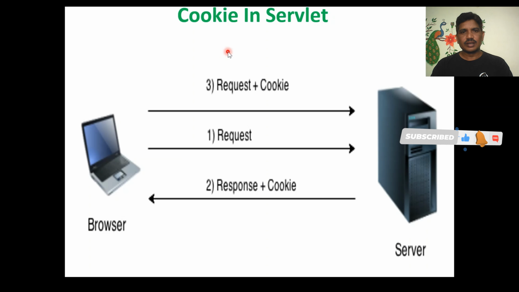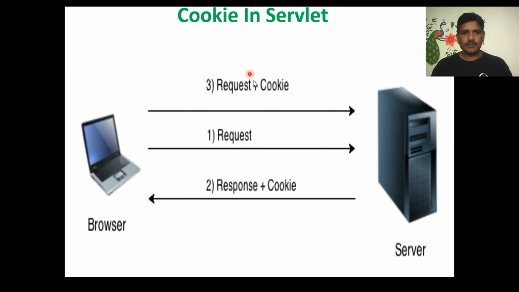What is a cookie? A cookie is a key value pair. It is used to maintain the state of a user. Why is the cookie required? The HTTP protocol is a stateless protocol. It doesn't maintain any state of a user. Then every request is treated as a new request. So we use the cookie to maintain the state of a user.